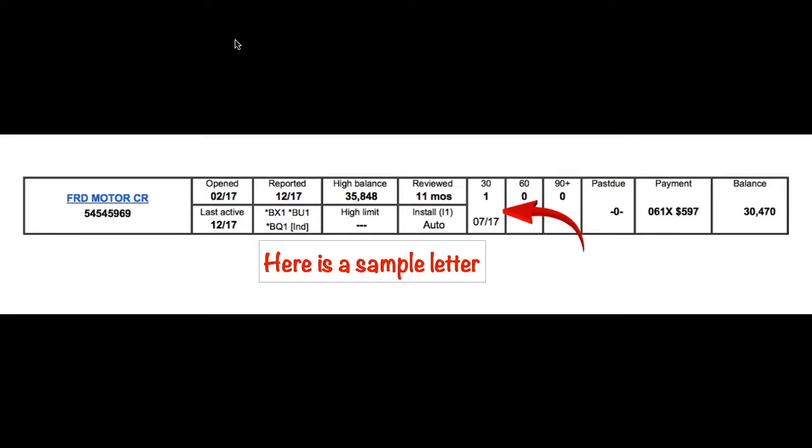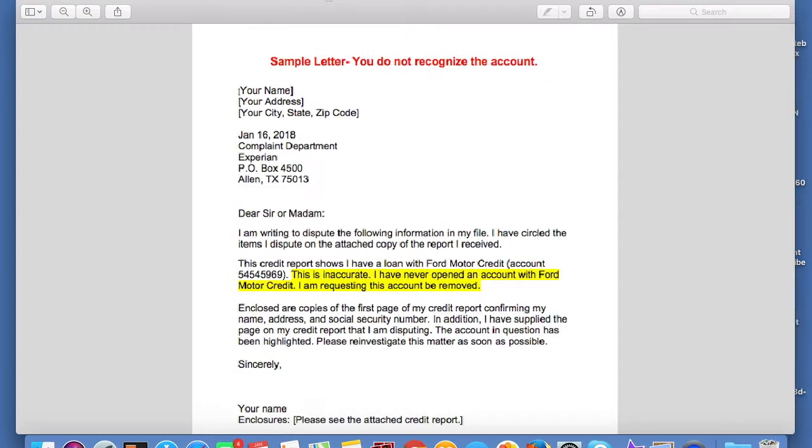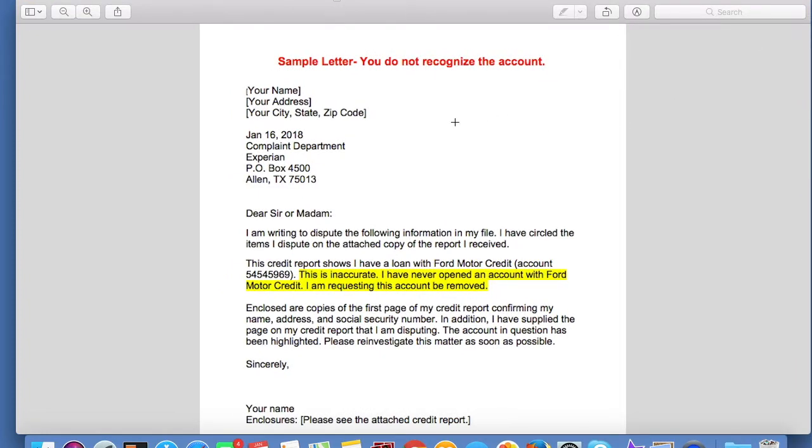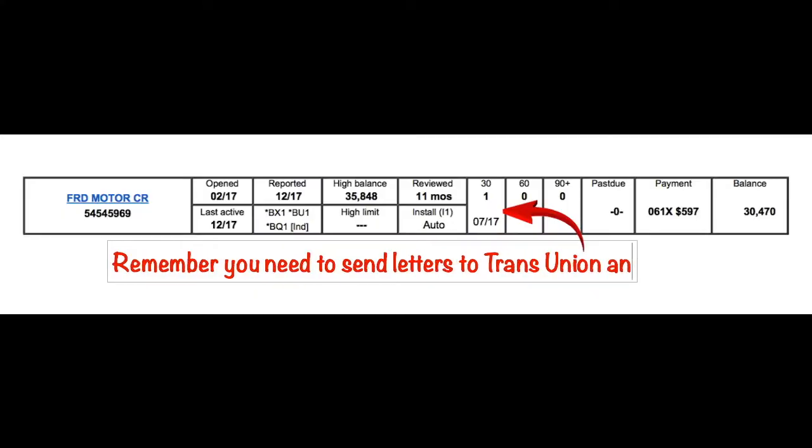And here is the sample letter that you should use, which will be linked below this video. So you simply want to put in here which bureau you're going to send it to. In this case, this is Experian, and you can see here the letter says the loan with Ford Motor Credit, it's inaccurate. It was never my account. Please remove it. You can see that highlighted there. That's all you simply need to do.